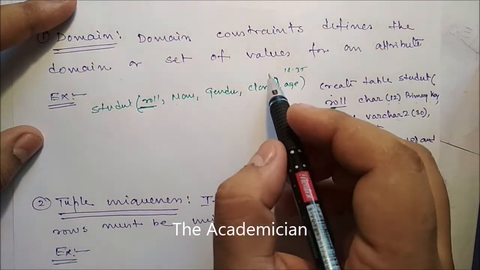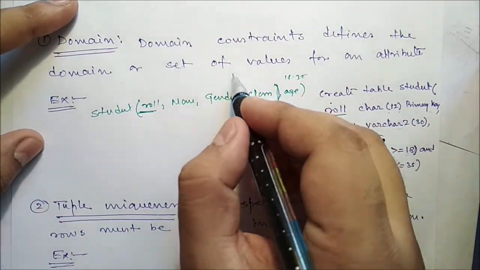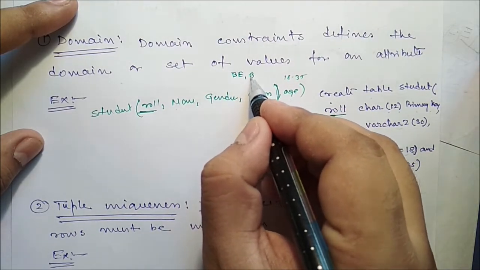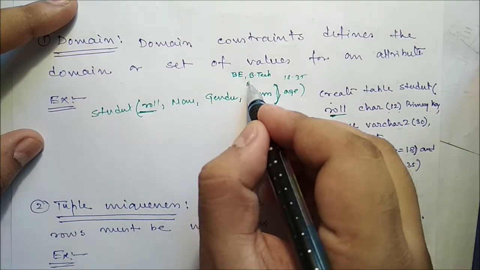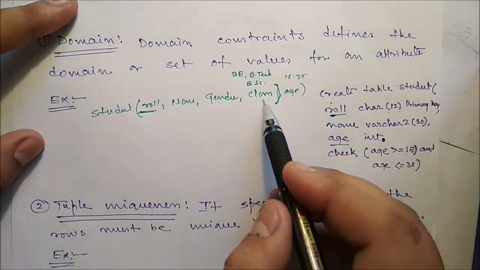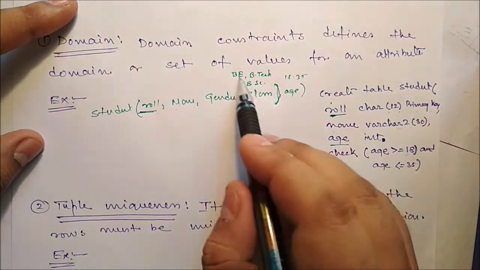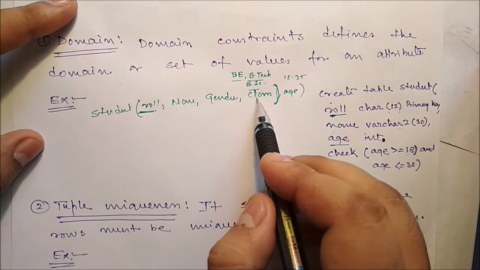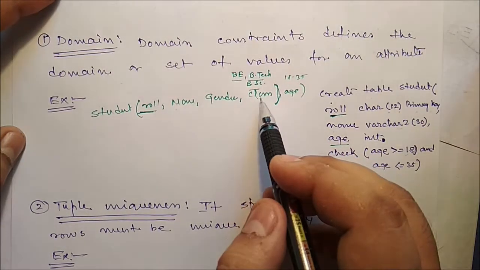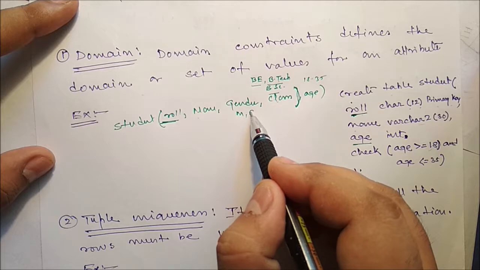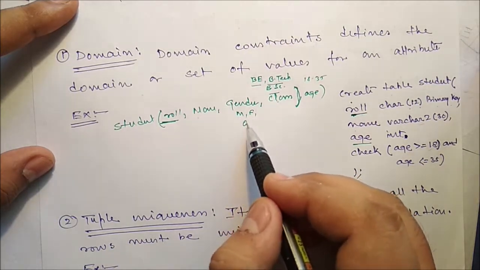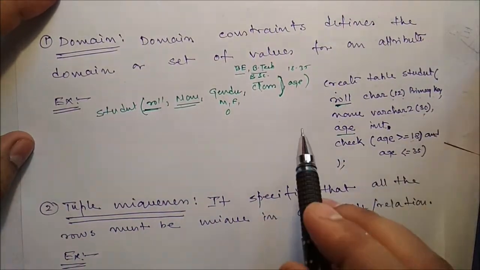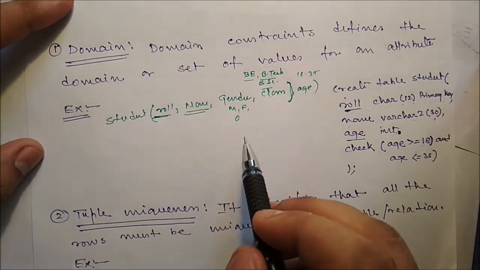Now class. Suppose in that particular college, say three sections are there, different classes, say BE, BTech and BSc. So we have to select the class from only these three, any one of these. Other than that we cannot select. That means we are restricting this. Gender may be male, female, and other. We have to select any one of them. The maximum length of the name should be 30. So this is nothing but the domain constraint.